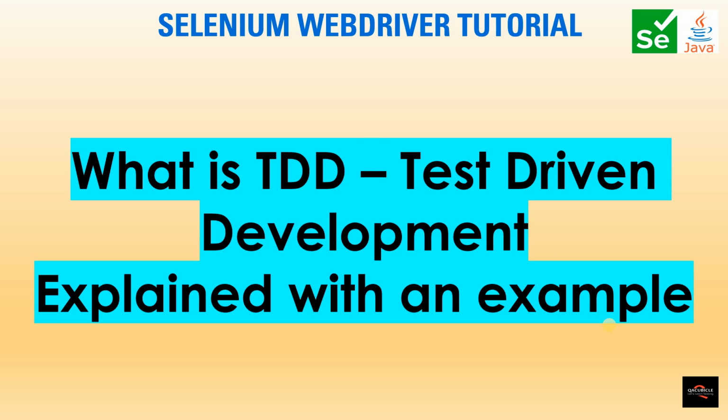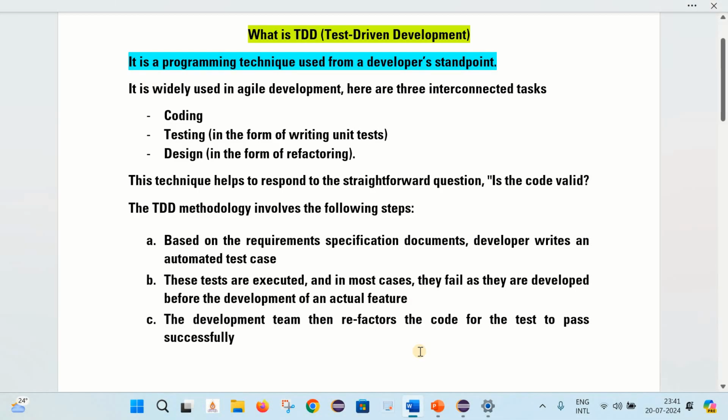Okay, so let's start. First let's try to understand what is TDD. It is a programming technique used from a developer's standpoint, and it is extensively used in agile development. There are three interconnected tasks in TDD: coding, testing, and design. When I am talking about testing here, it is in the form of writing unit tests, and design is in the form of refactoring the code. This technique helps us respond to a straightforward question: is the code valid or not?